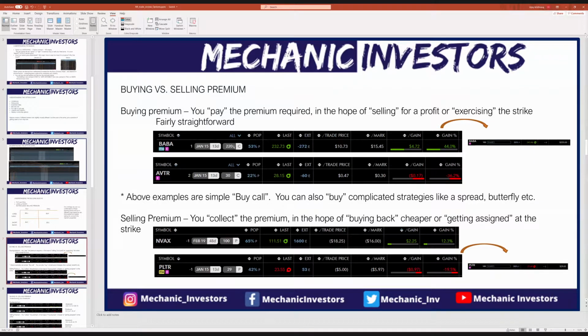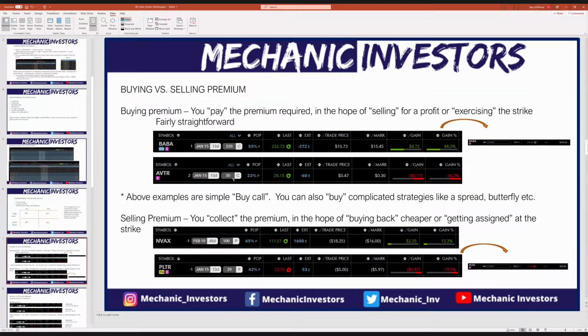This is from the past. January 15th is already gone, but this is a buy call example, where we pay out of pocket. Another example, AVTR, 2 calls, each call cost me $47. So $98 investment, and it is valid till January 30.